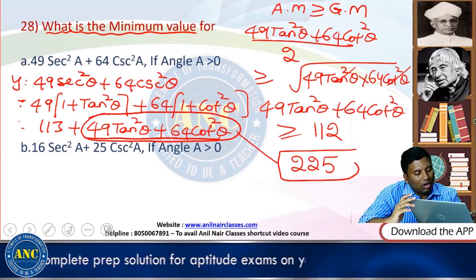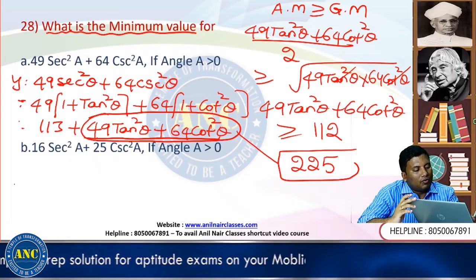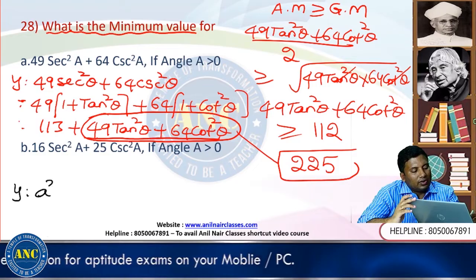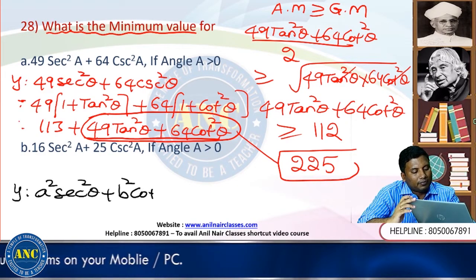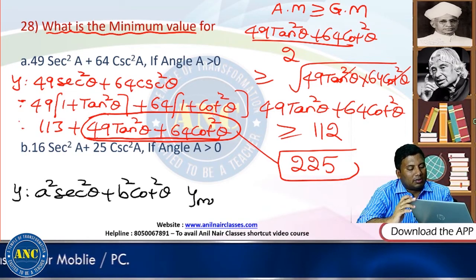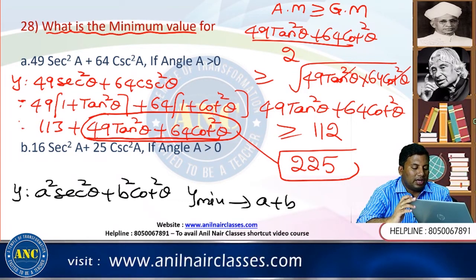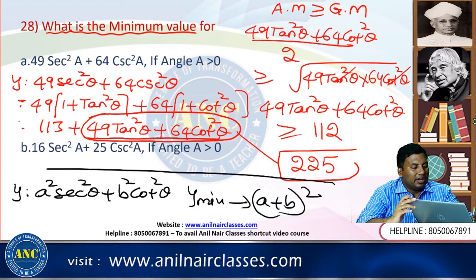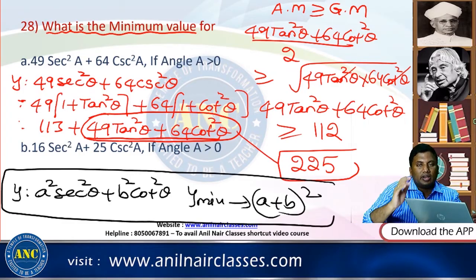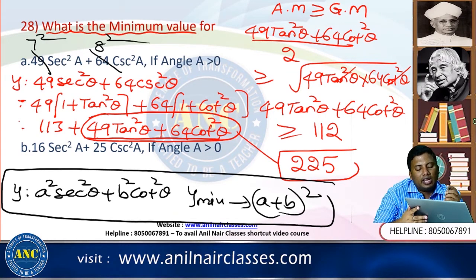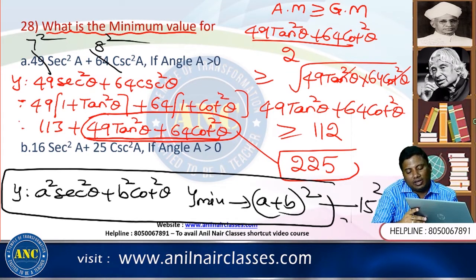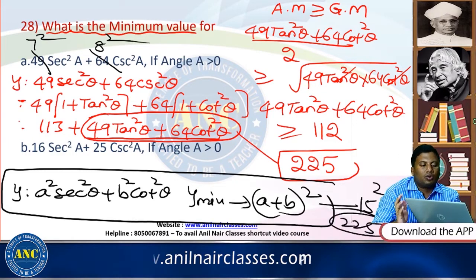You don't need to do all this. If y is a square secant square theta plus b square cot square theta, then y minimum is nothing but a plus b whole square. Directly you will get the answer. 49 is 7 square, 64 is 8 square, 7 plus 8 is 15, square of which is 225.